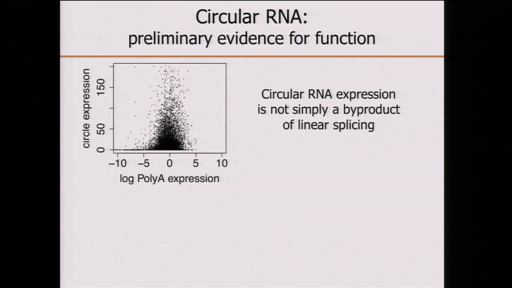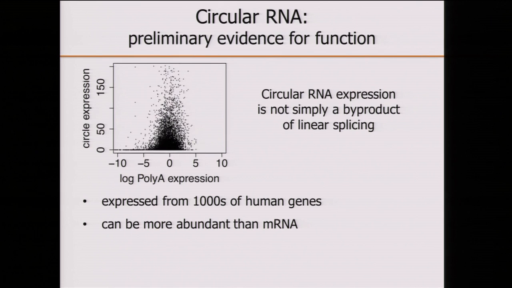And over the past few years, we and others have learned that circular RNA is expressed from thousands of human genes. In some cases, the circular RNA can be more abundant than the messenger RNA from that same gene. It's conserved in very simple organisms, and it does exhibit cell type specific expression, and there's growing evidence of developmental regulation.